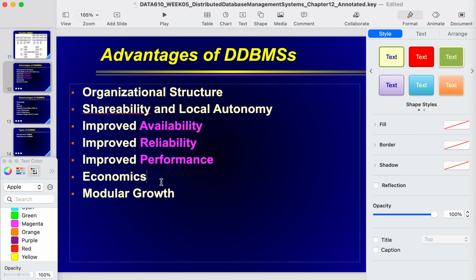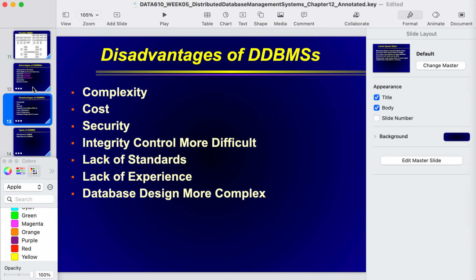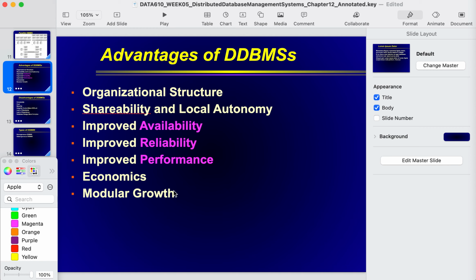If we're having parallel systems, we're able to execute multiple queries on different processors at the same time, so performance is improved. Economics need to be considered. The cost of the systems: is it more economically cheaper to buy one big machine or to have several small machines? And another advantage is modular growth. That is, we divide the data into modules or pieces, and think how we can improve or advance each of the pieces.